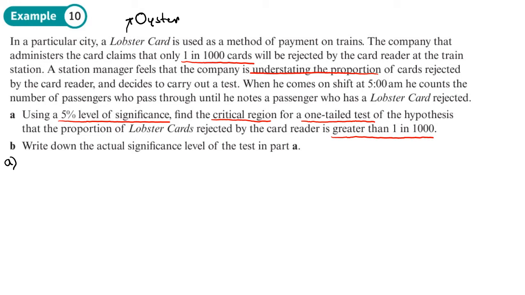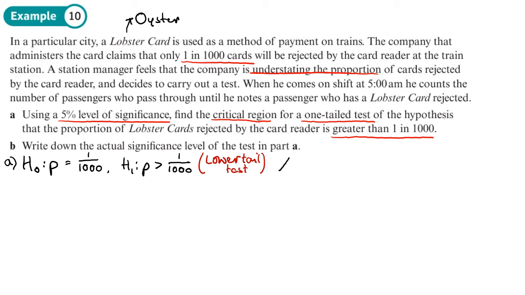So step number 1, H0 and H1. H0 is going to be that the probability that these cards are rejected is 1 in 1,000. And H1 is going to be that it's greater than 1 in 1,000. So we know we're going to be doing a lower tail test because it's greater than. Let's just write that down. Lower tail test.